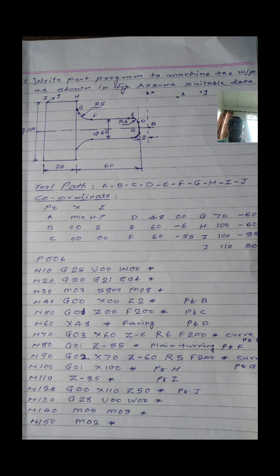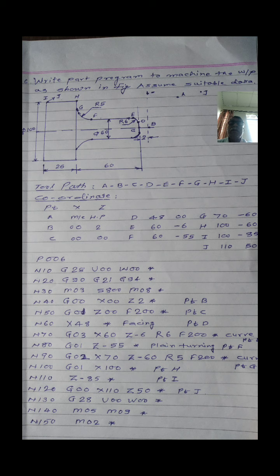What is the radius of the first point F? 60. Then diameter is 60, and curve radius is 5. Curve is having both the sides. 5 plus 5, how much it is? 10 millimeter. Therefore, you have to consider the x coordinate is 70. G point having the x coordinate 70. 60 plus 5, therefore it is 70. Is it okay? Then, and z coordinate is minus 60 as shown in figure.